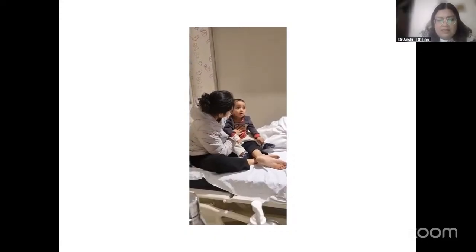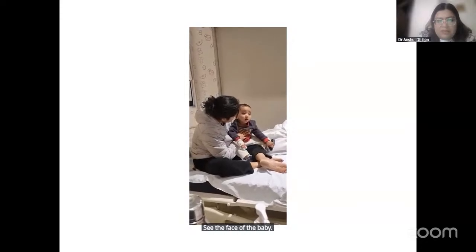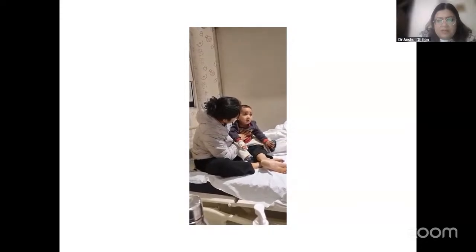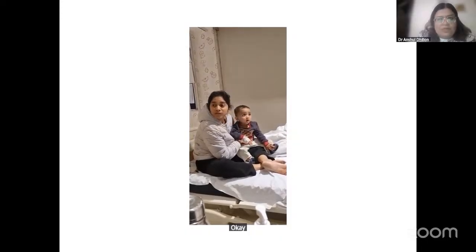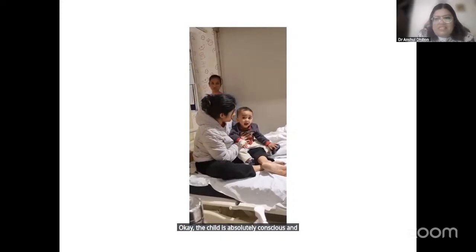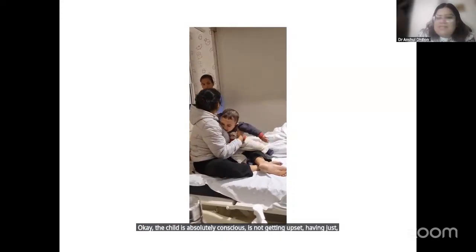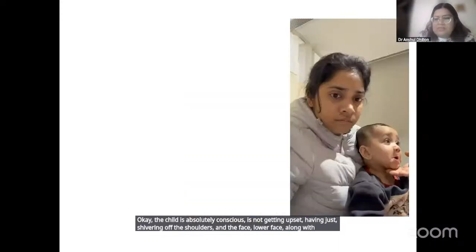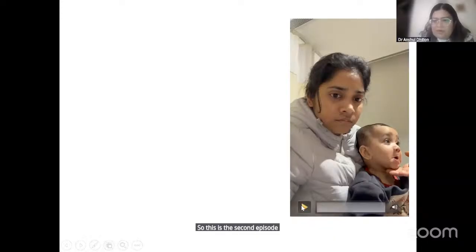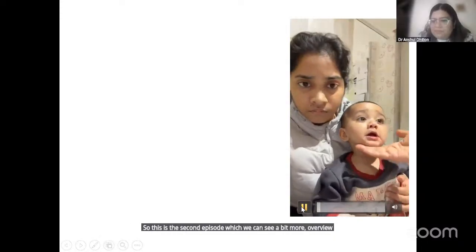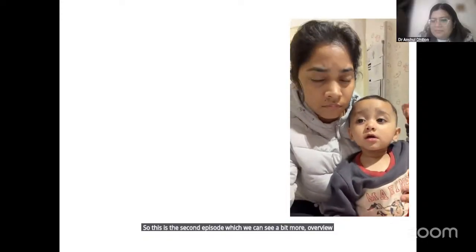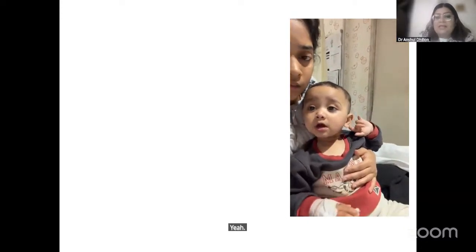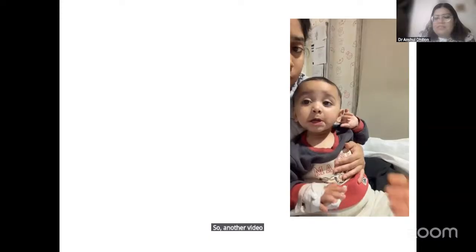So see the face of the baby. The child is absolutely conscious, is not getting upset, and is having just a shivering of the shoulders and the lower face, along with the mouth. So this is the second episode, where we can see a bit closer view. Yeah, these movements, right? Another video I have with the similar movements.